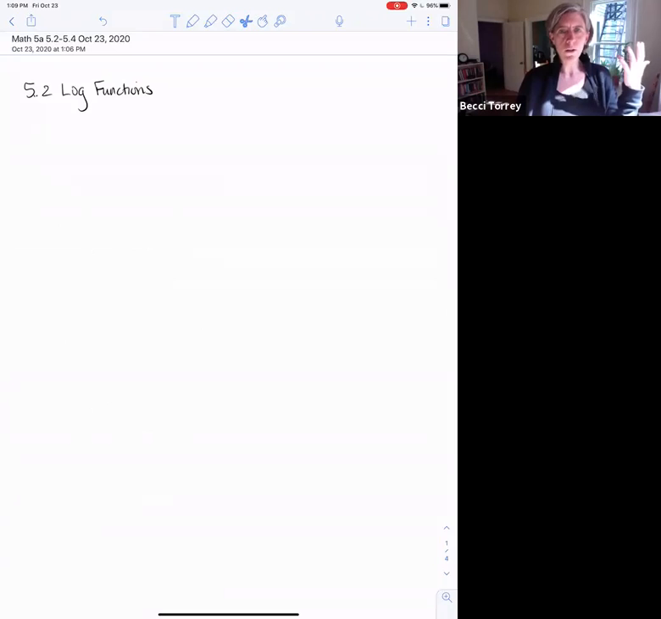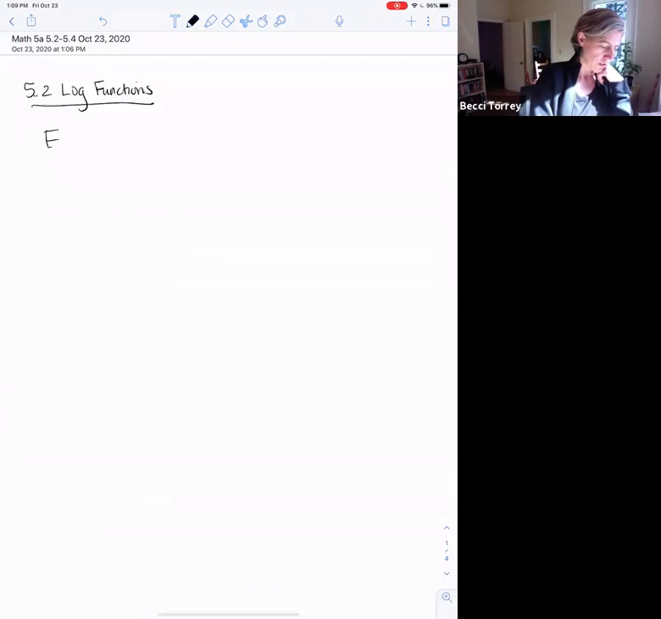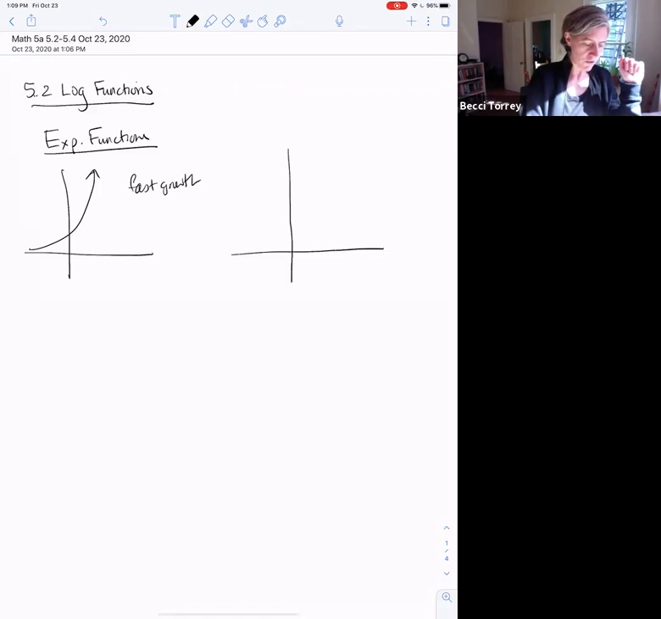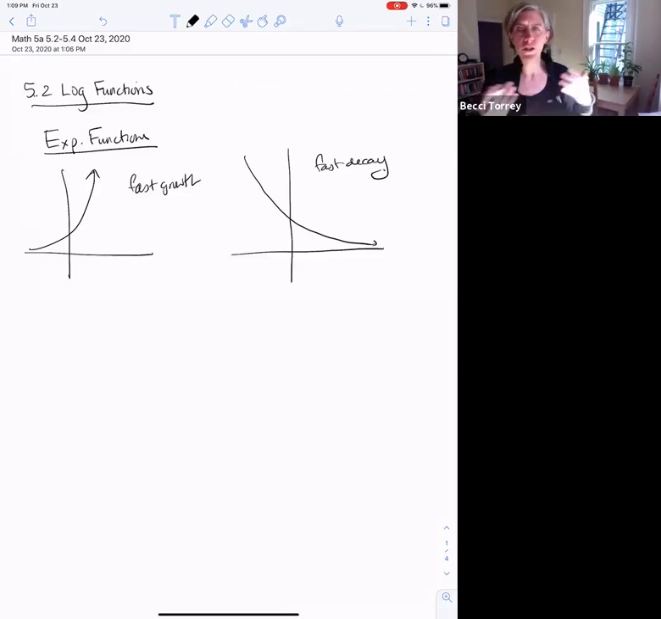So we learned already about exponential functions. These functions are used for modeling things that grow very fast. So you have something that blows up like this, fast growth, or also fast decay. So you could have an exponential function that's decreasing, fast decay. And it shows up all the time in the real world, these exponential models. It's a very basic thing that happens a lot. So those are exponential functions.